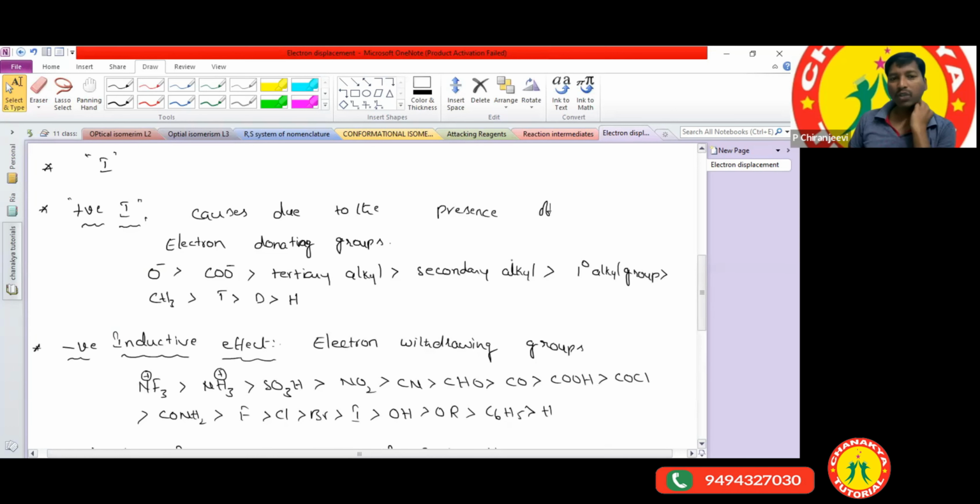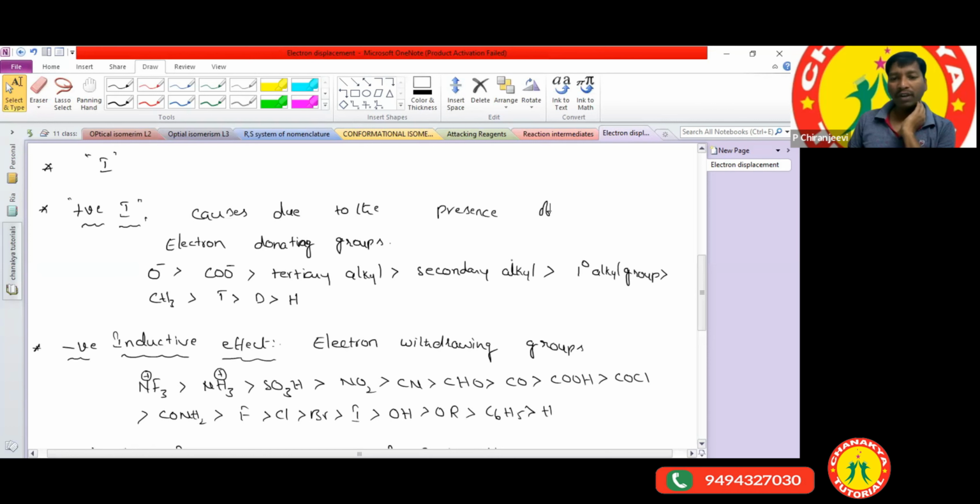One is called the positive inductive effect. Another one is called the negative inductive effect. The positive inductive effect is caused by the presence of electron donating groups. What are the examples of electron donating groups? O minus, COO minus, tertiary alkyl group, secondary alkyl group, primary alkyl group, methyl group, tritium, deuterium, hydrogens, protium. H is called protium.